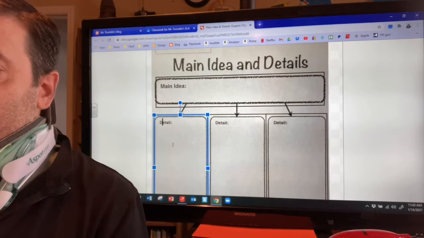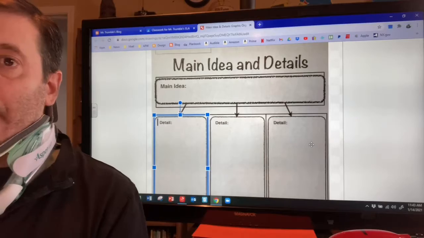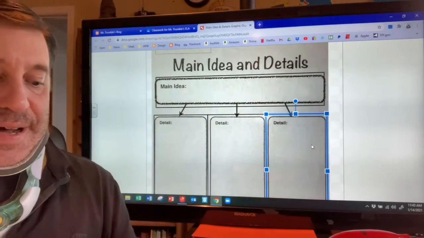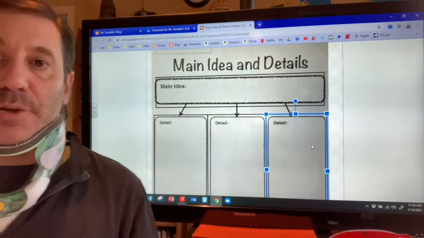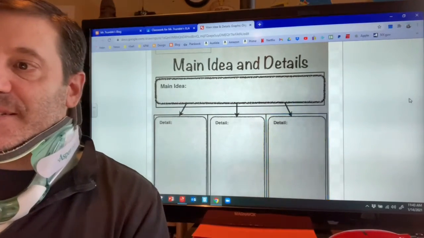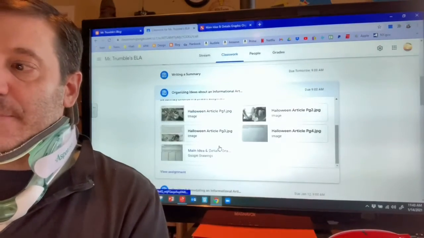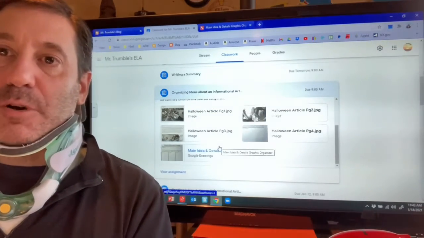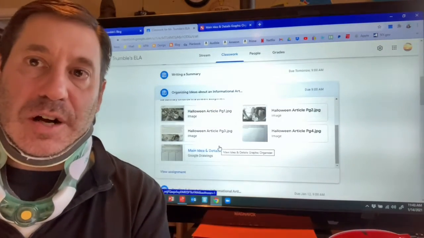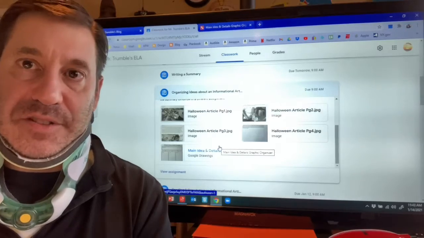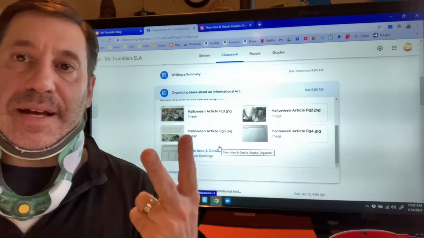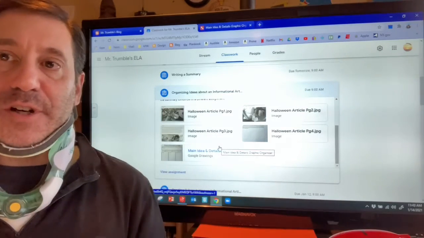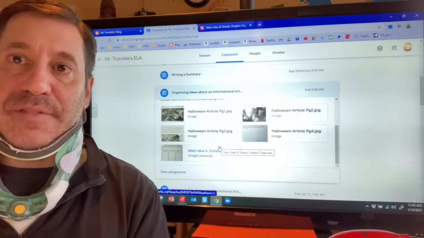The other way is through the paper copy. You've already got this done on paper if you did this with me in class. And just like we've been doing with our notebook pages, under this same assignment, you can take a picture of your work and upload a picture of your completed graphic organizer. So there's 2 ways. You can either submit it digitally, or you can submit it with a picture of your actual paper copy of your work.